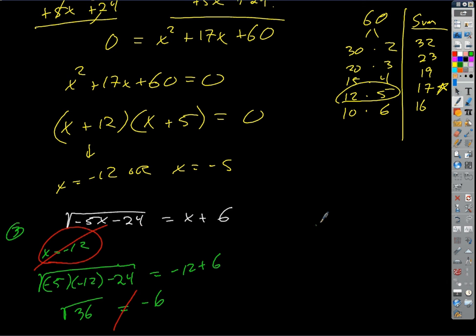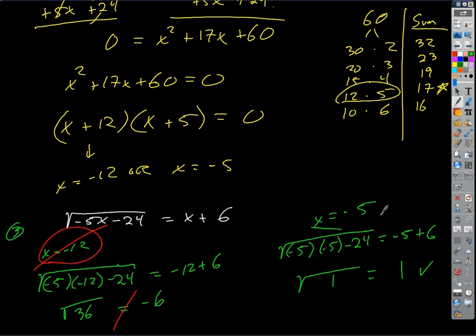If we try x equals negative 5, that's going to give us the square root of negative 5 times negative 5, minus 24 equals negative 5 plus 6. So that's the square root of positive 25 minus 24 is 1. Is the square root of 1 equal to 1? It is. Check. So x equals negative 5 works. That's our one solution. We didn't get both though, right? One of them failed and one of them succeeded.